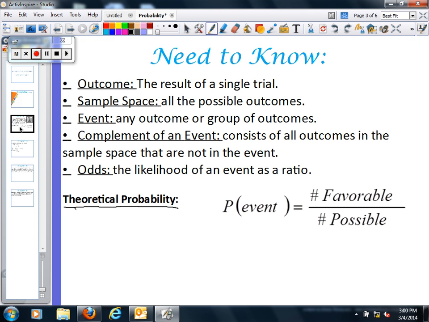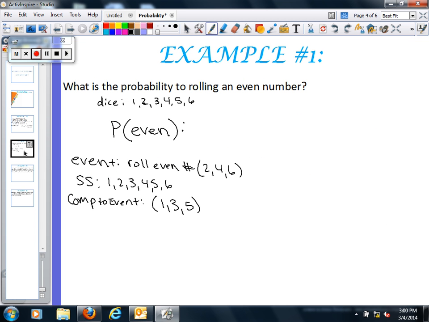Let's look at some of the other definitions. The outcome would be whatever we get when we roll the die. We talked about the sample space, the event, and the complement. Now we're going to look at the odds. So what are the odds? Well, the odds are this right here. It's the probability of the event.